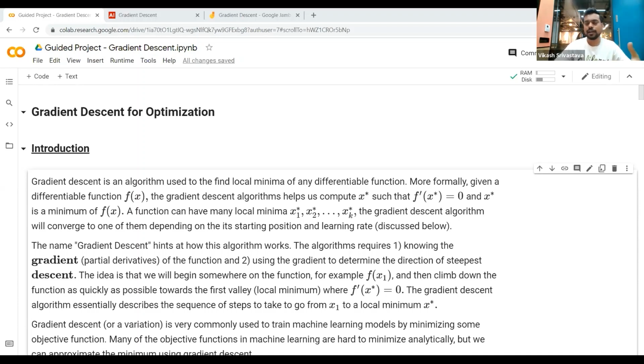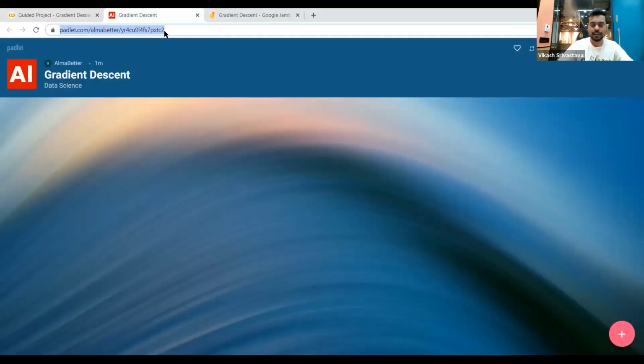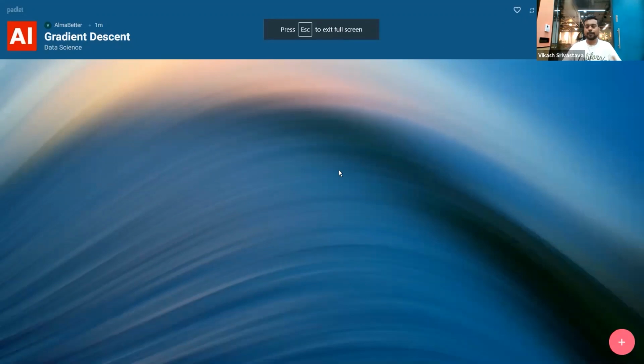So traditionally, how have we been doing this? Can you please tell me? I'll just share the Padlet link over the chat. Let's say I wanted to find the minima of a function, of course a differentiable function. How do we do that? You can use your freedom to tell me how we actually determine a minimum of a differentiable function.